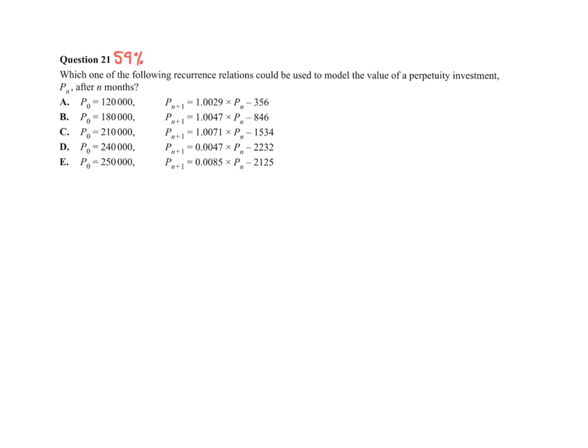Okay, so the next one: which of the following recurrence relations could model the value of a perpetuity investment? So if you look up a perpetuity investment, the interest earned equals the payment taken out, yeah?